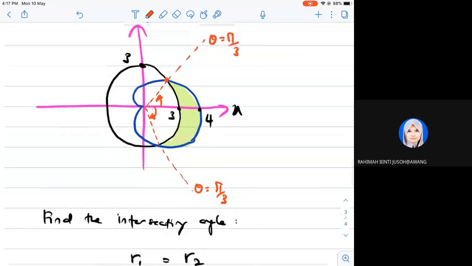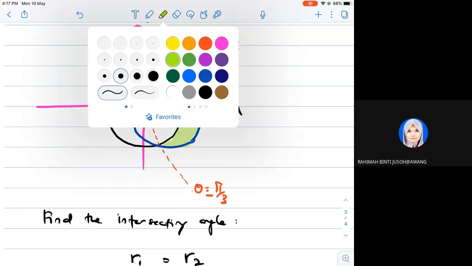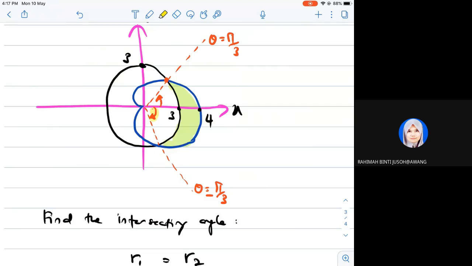So our region should be like this. Okay, from negative. Sorry, the bottom is negative because it goes clockwise. This angle. So negative pi over 3 and then top pi over 3.